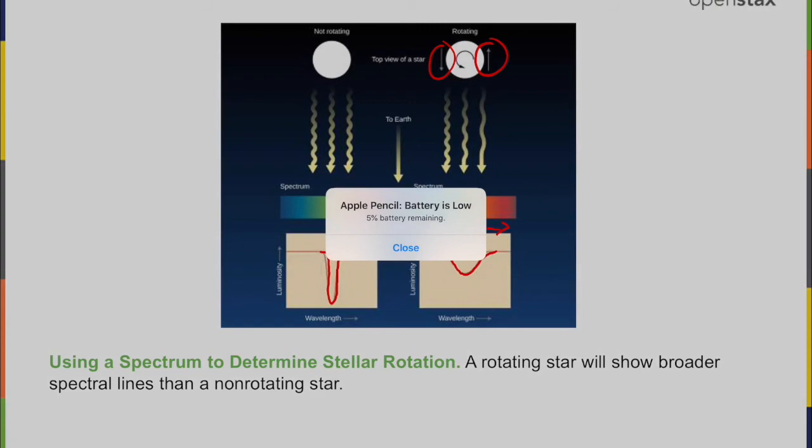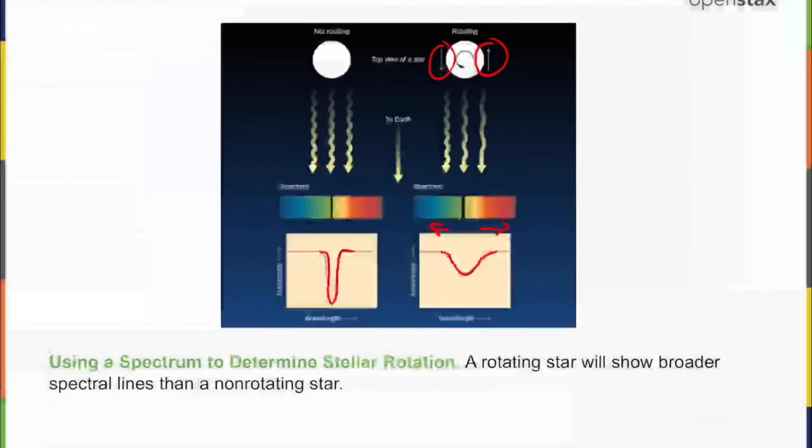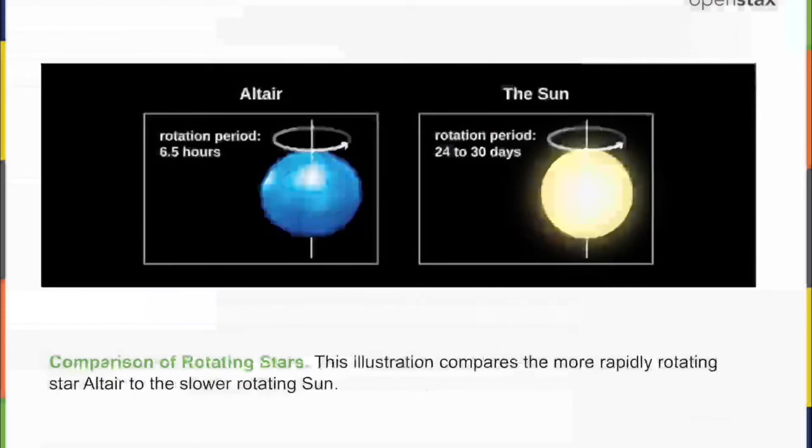Okay? But again, we can also just use it to understand things like motion, right? Just motion of stars, their velocity relative to us. Okay? Here's the idea of rotating stars. All right?